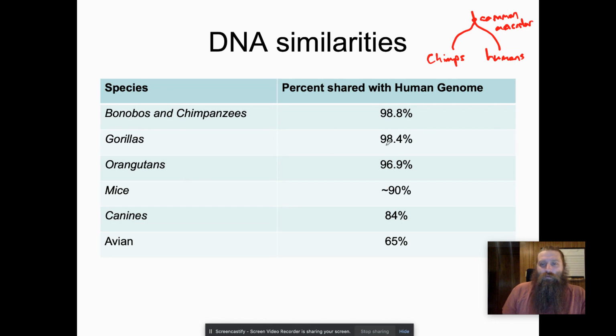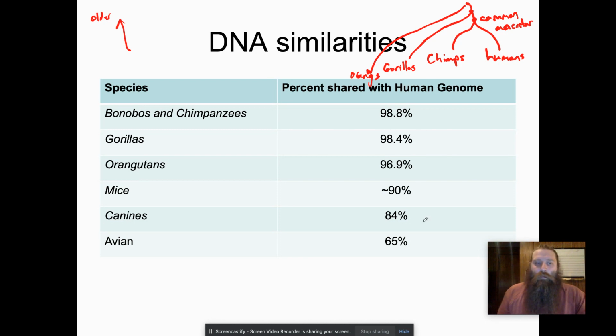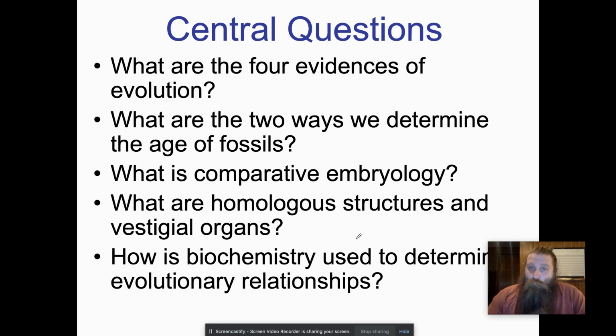Now, gorillas are 98.4%. So between humans and gorillas, we would expect a common ancestor that's further back, right? The higher you go on the chain, the older the ancestor is. For orangutans, it'd be even further because we share less. Okay, so that's what we're pulling here. Mice would be even further, canines way back, avians way back. It's only 65% similarity.